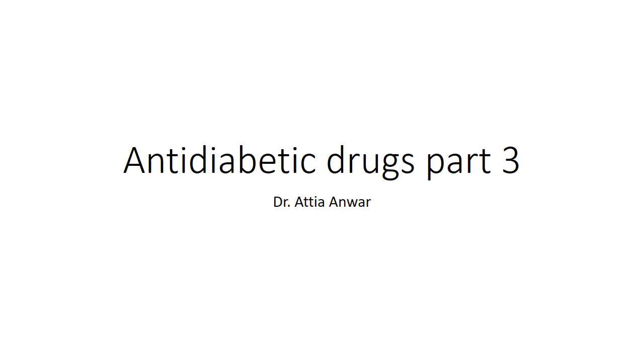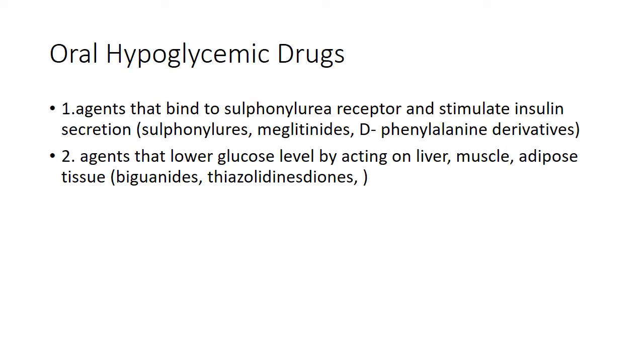This is part 3 of antidiabetic drugs. In the previous part, we discussed insulin, which is given to patients with type 1 diabetes mellitus. Now we are going to discuss oral hypoglycemic drugs that are usually used in type 2 diabetes mellitus.